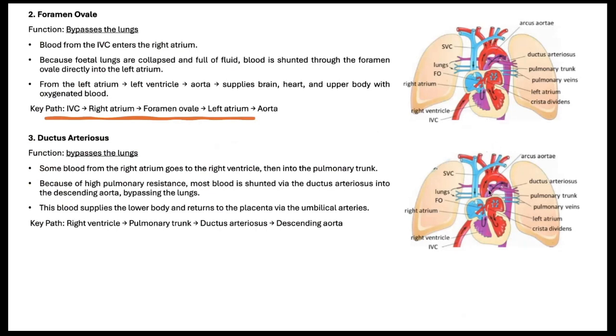Lastly, we have the ductus arteriosus. So you can see it over here. It is basically a connection between the pulmonary trunk and the dorsal aorta. And its function is also to bypass the circulation of the lungs.